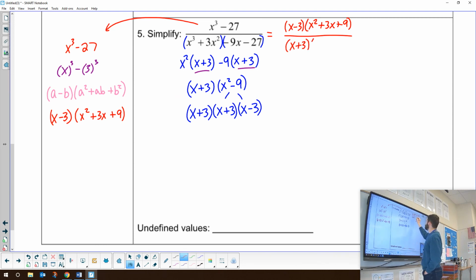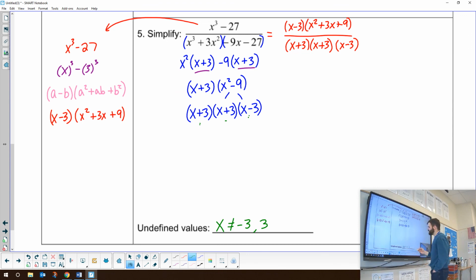X plus 3 times x plus 3 times x minus 3. That also tells me what my undefined values are going to be. This is going to be the opposite of these, right? So it's going to be x can't equal negative 3 for this first one or positive 3 for this last one. If you have any that repeat, you only have to write it once.